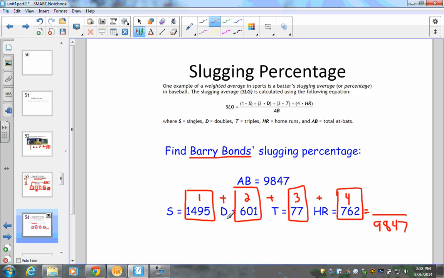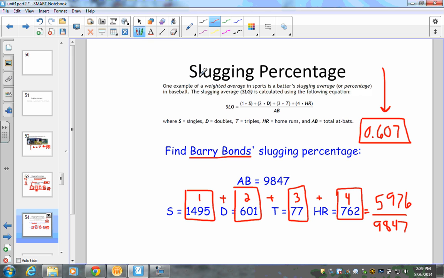So let's figure that out right now. When I calculated, I got 5,976, and when I divide that number by 9,847, the career slugging for Barry Bonds, who once again is known as a power hitter, is .607, which is very good, very impressive. That gives you an indication of how much power Barry Bonds has as opposed to Pete Rose, who only has .409. So the bigger slugger would definitely be Barry Bonds.